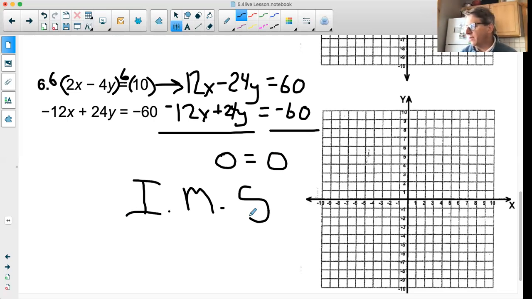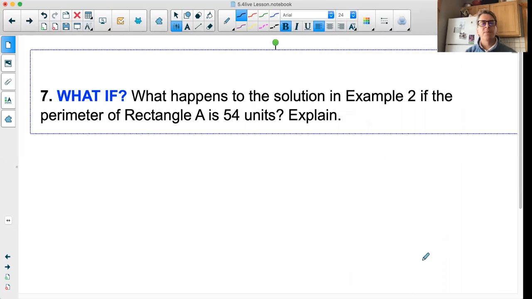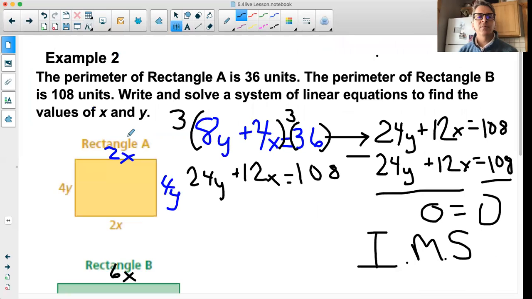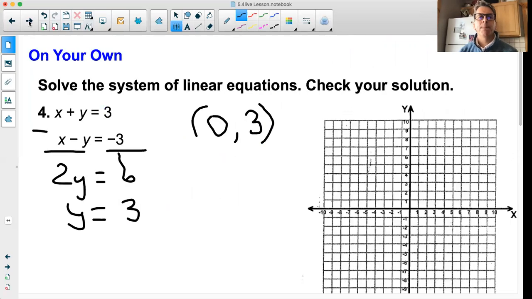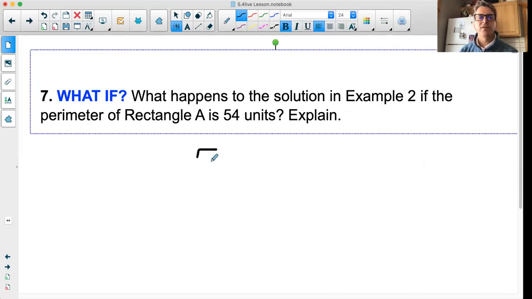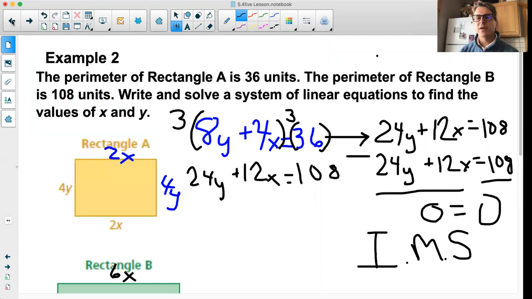Okay, last one on your own is number 7. Let's give it a try. What happens to the solution in example 2 if the perimeter of rectangle A is 54 units? Let's go back to this. They changed the perimeter in example 2 from 36 to 54. So rectangle A is 54. The rest of the problem stays the same.